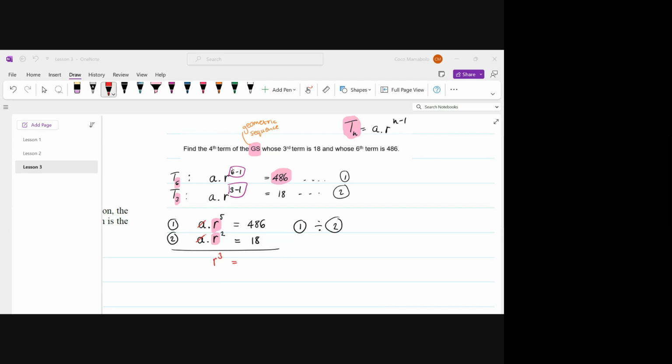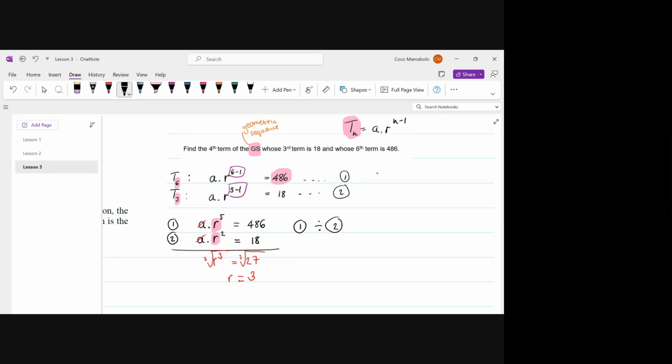With the English. 27. Lovely, Princess. Thank you. So 486 divided by 18 will give us 27. We can already tell we want r, so we'll take the cube root on each side. Therefore, our r, our common ratio, is equal to 3. Everybody okay with how we got here? Yes? All good? Lovely. That gives us half the picture, by the way. It doesn't give us the full picture.